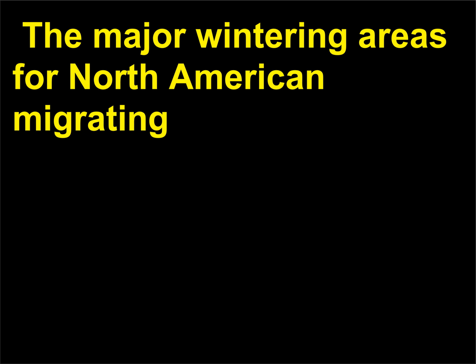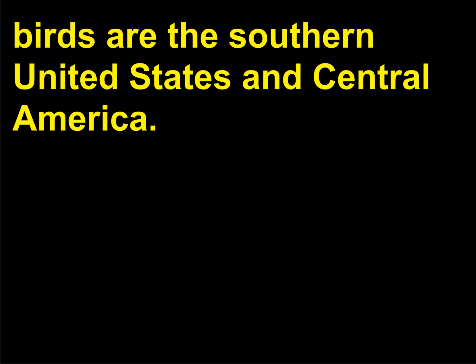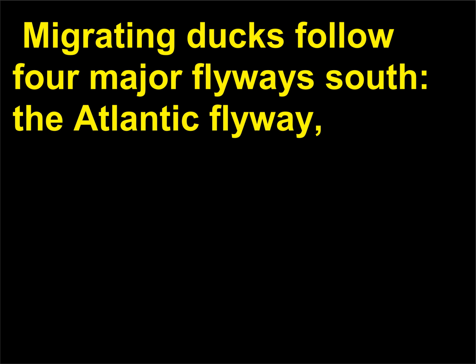The major wintering areas for North American migrating birds are the southern United States and Central America. Migrating ducks follow four major flyways south: the Atlantic Flyway, the Mississippi Flyway, the Central Flyway, and the Pacific Flyway.